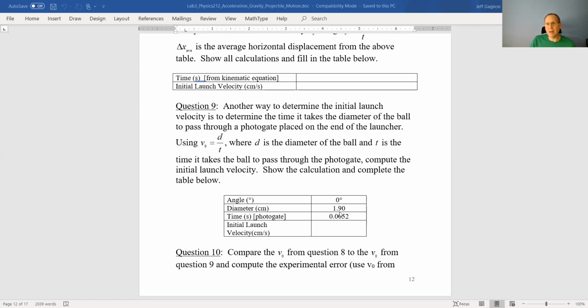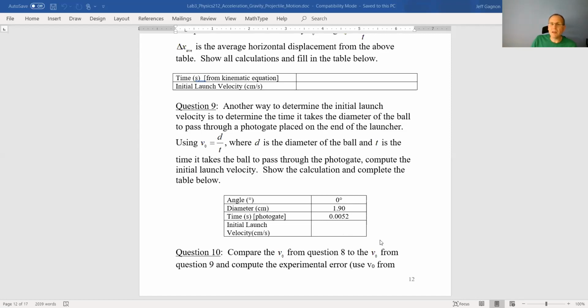So in this case, for the diameter, we're going to use 1.90. For the time it takes to pass through the photo gate, 0.0052. So then you can compute the launch velocity the second way, and that'll be in centimeters per second. By the way, this is very similar to earlier when we found the velocity at photo gate A and photo gate B during the ball drop. We did the same thing. It was the diameter of the ball divided by the time it took that ball to pass through the photo gate. So same exact idea.